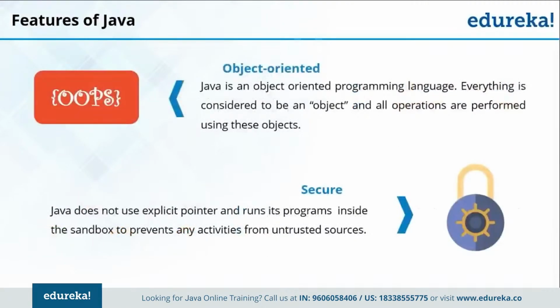After that, Java follows an object-oriented approach. We've already discussed that everything in Java is considered to be an object, and every operation that you're going to be performing is through these objects itself. Now, when we talk about the security feature of Java, Java does not use the concept of pointers. If some of you are familiar with C++, there's this concept of pointers, which basically means you're pointing to a specific memory location. This is something a lot of programmers face hassle in. So that concept is completely removed from Java as well.